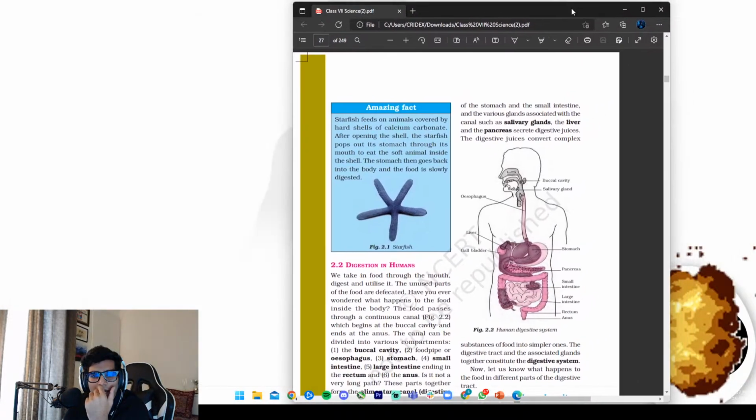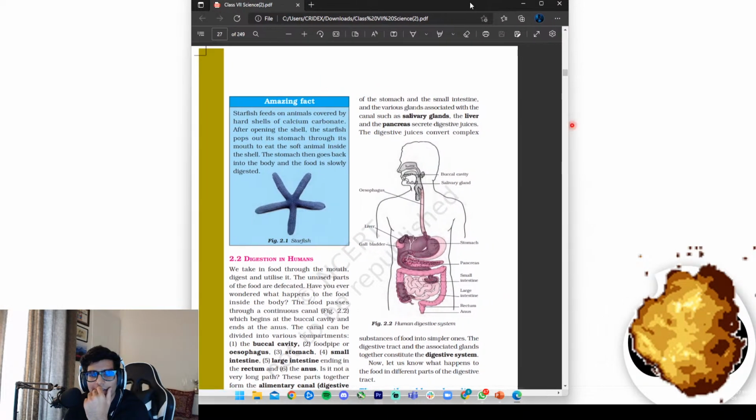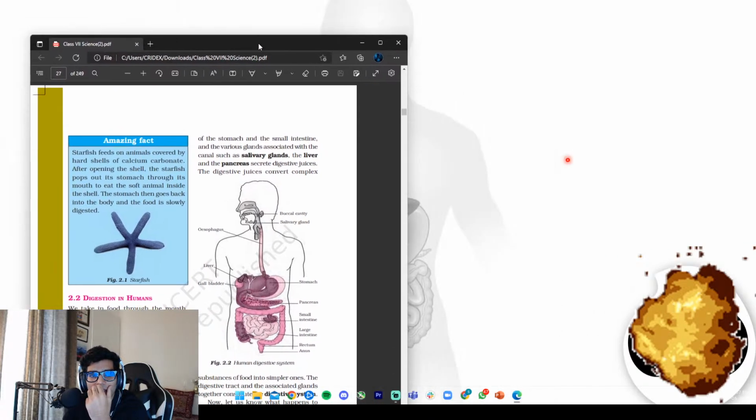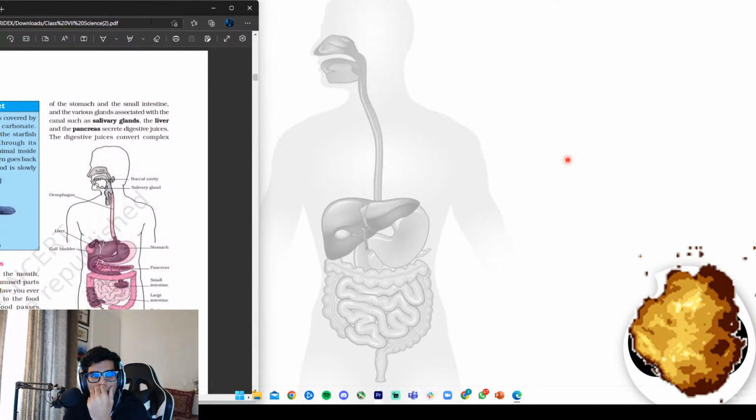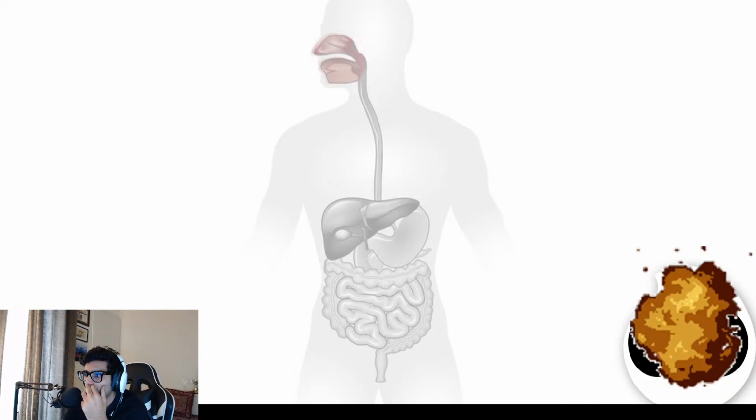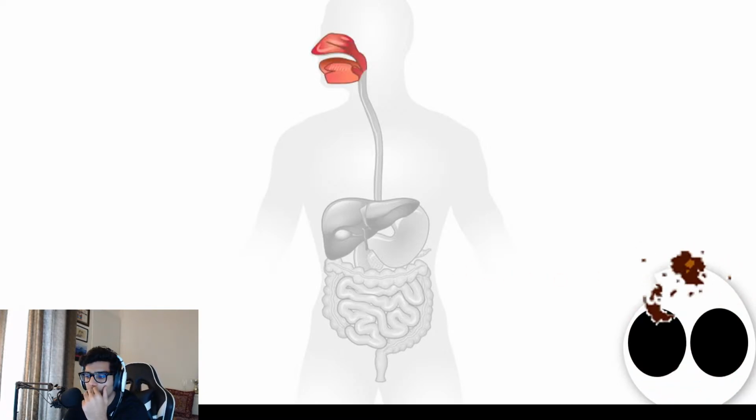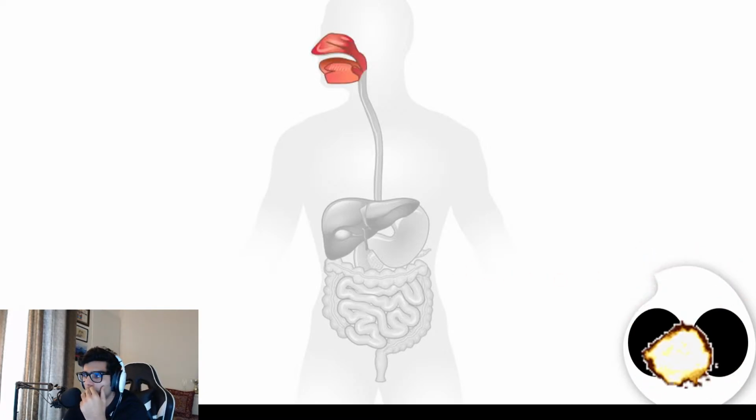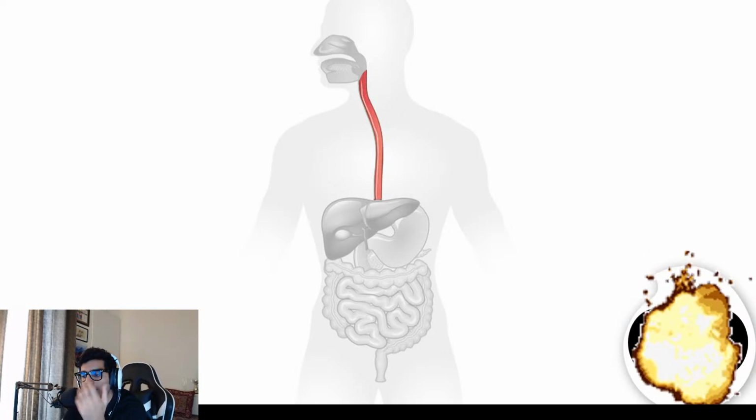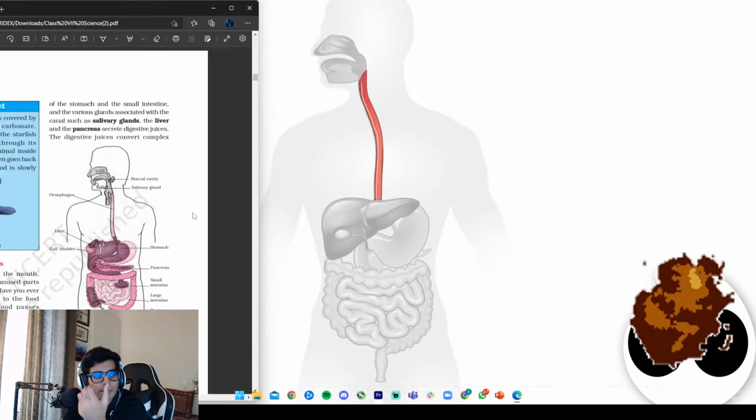As you can see on your screen, this is your science textbook. In this, you can see that we have the buccal cavity. The buccal cavity is highlighted on the screen. So this is the buccal cavity. Then we have the food pipe. What is the food pipe called? The food pipe is called the esophagus.